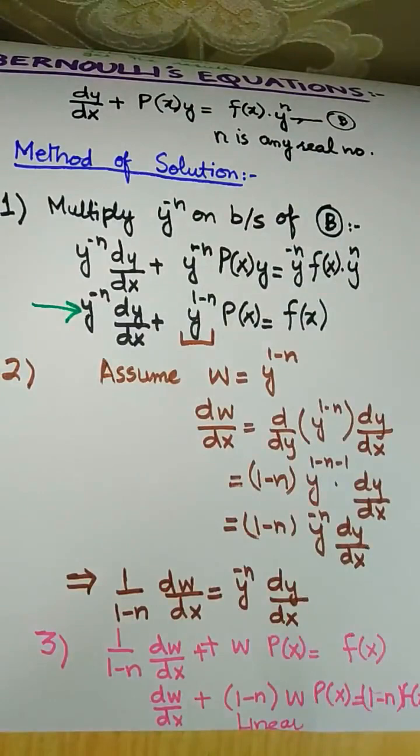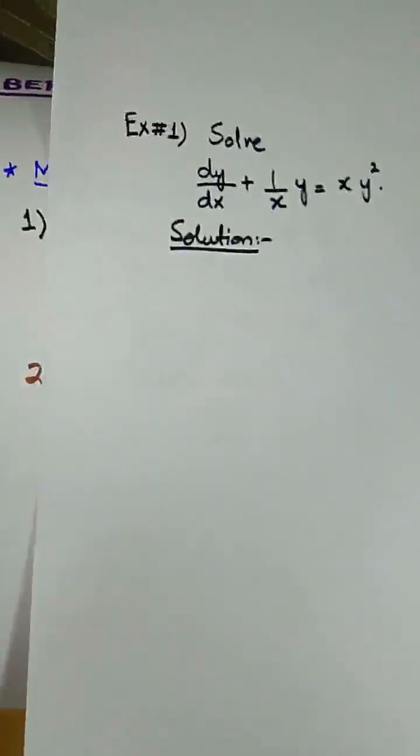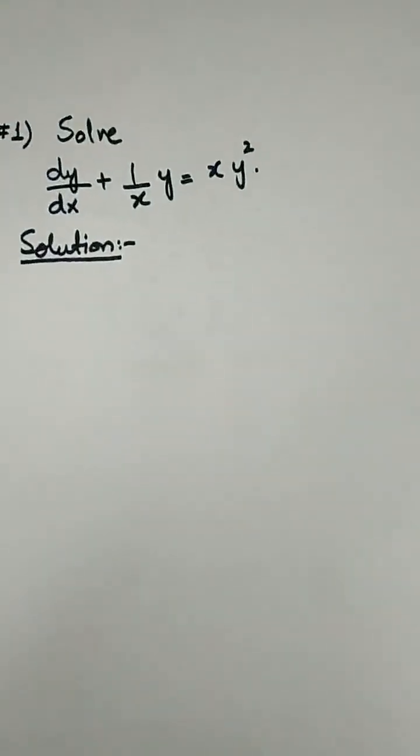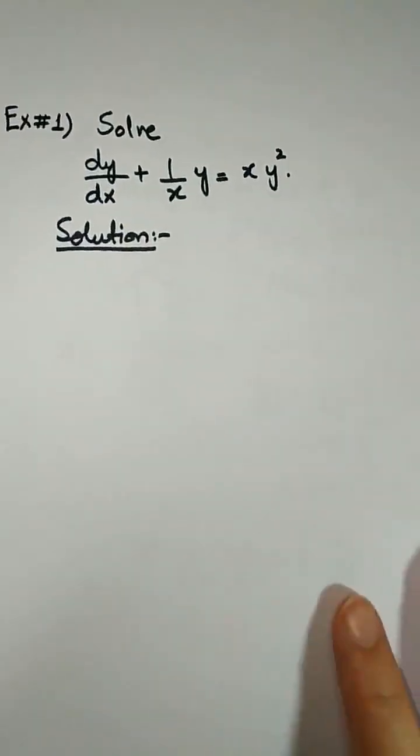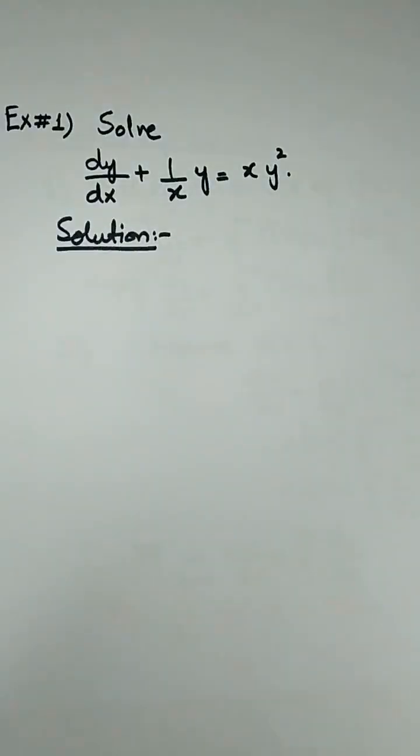Okay, now we are doing a specific example of how to solve the Bernoulli's equation. Okay, I am arranging this. It's this one. So example number 1 is: solve this equation. First of all, you have to identify again step by step whether it is separable. I'm looking at this and judging that this is not separable.